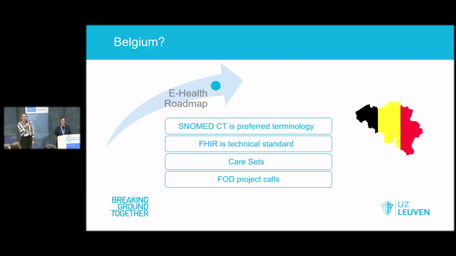In Belgium, the preferred terminology is SNOMED CT. And the government has also given us a lot of opportunities to work with FHIR and work on FHIR mappings. There are different working groups where we try to figure out a Belgian standard on how to model our data into FHIR. So the vision there is going towards FHIR and SNOMED.